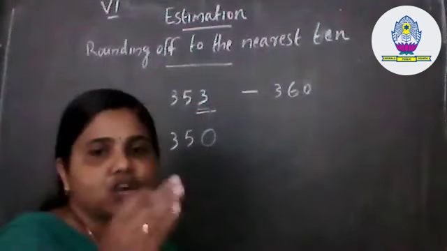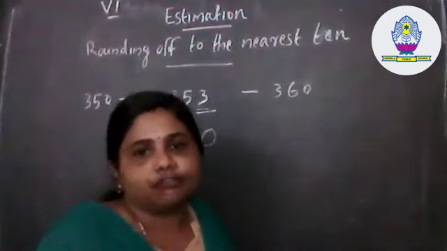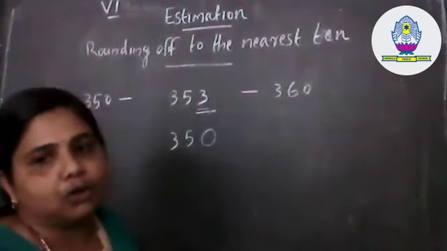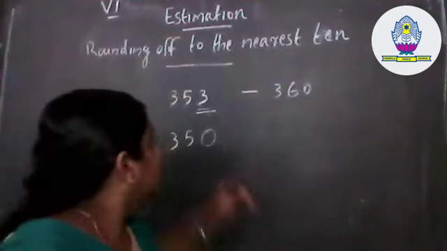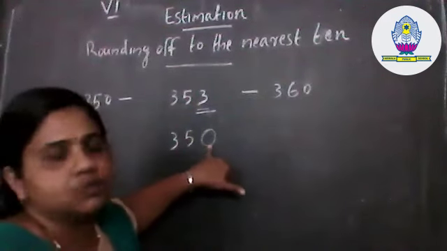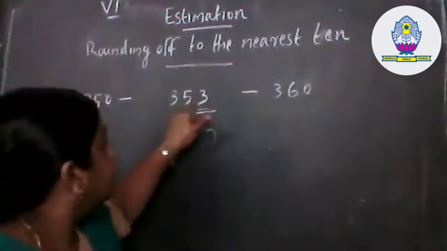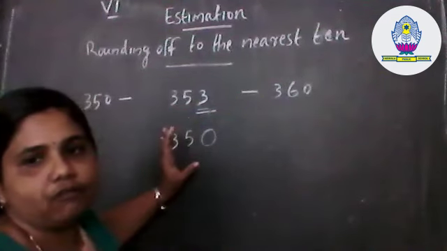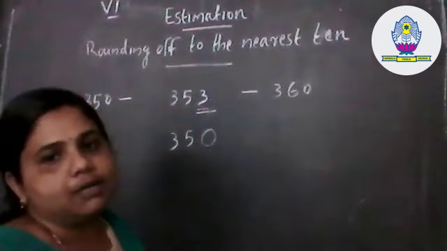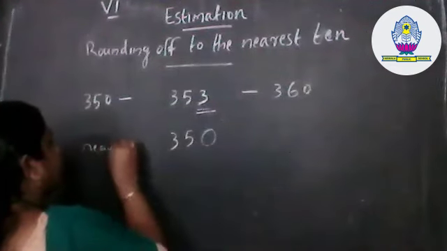ആ ലാസ്റ്റ് ഡിജിറ്റ് അതായത് വൺസ് പ്ലേസിലുള്ള ഡിജിറ്റ് എടുക്കുക. If the digit in the ones place is less than 5, അതായത് വൺസ് പ്ലേസിൽ നിൽക്കുന്ന ഡിജിറ്റ്സ് 5നേക്കാൾ കുറവാണോ എന്ന് നോക്കുക. 5നേക്കാൾ കുറവാണ് എങ്കിൽ the digit in the ones place is replaced by 0. അതായത് വൺസ് പ്ലേസിലുള്ള ഡിജിറ്റിനെ 0 ആക്കി മാറ്റുക. ബാക്കി വരുന്ന രണ്ട് ഡിജിറ്റ്സും അതുപോലെ തന്നെ എഴുതുക. 3, 5 അതുപോലെ എഴുതുക. ലാസ്റ്റ് ഡിജിറ്റ് 3യെ 0 ആക്കി മാറ്റുക.